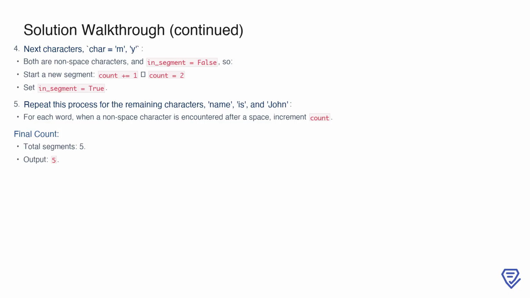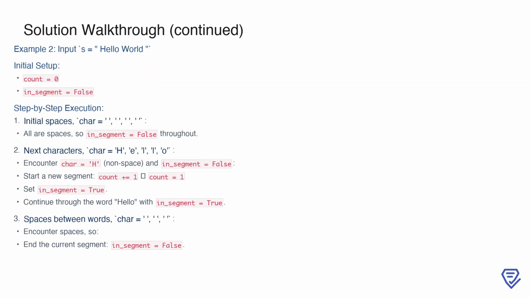5. Now let's examine example 2, where the input is s equals " hello world ". Again, we initialize count to 0 and in_segment to false. The string starts with several spaces, so as we iterate through these characters, in_segment remains false because spaces do not indicate the start of a segment. Eventually, we encounter the character h, which is not a space.